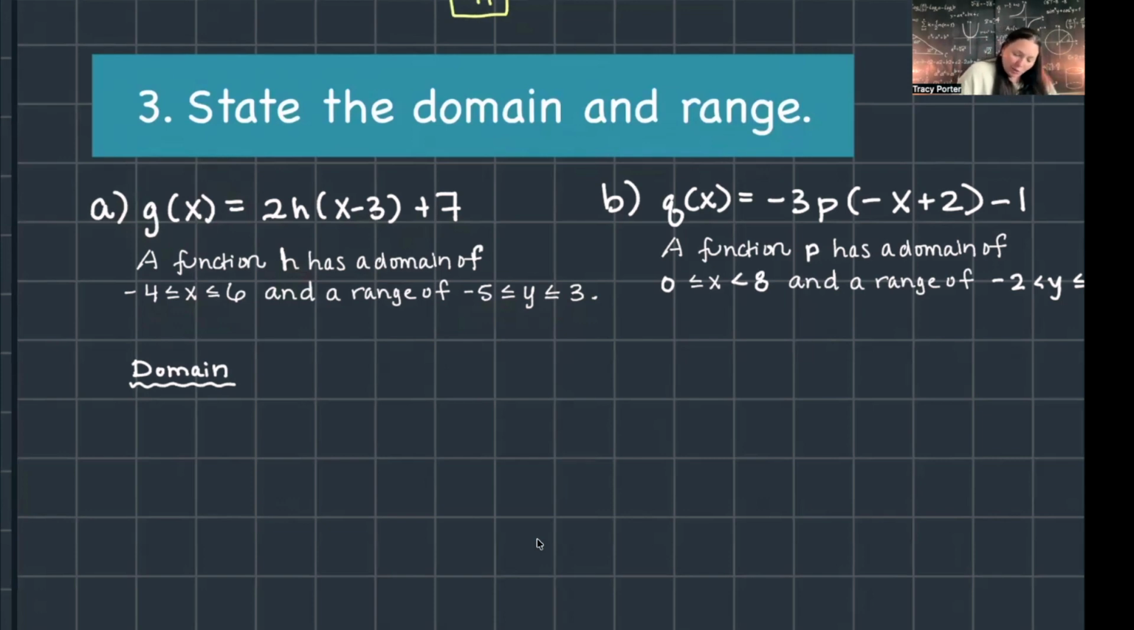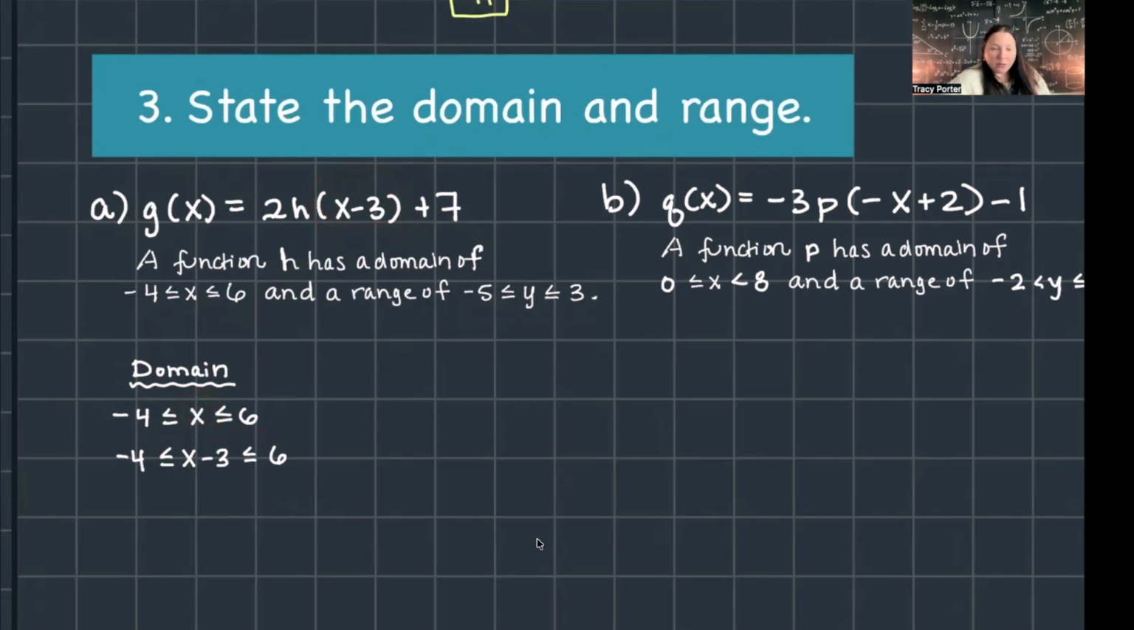What you have to do is start with the original domain. So for this original domain, we said here that x is between -4 and 6. Well, now the input is no longer x, it's going to be x minus 3. So we're going to replace x with x minus 3. So what happens here is we get a new inequality.